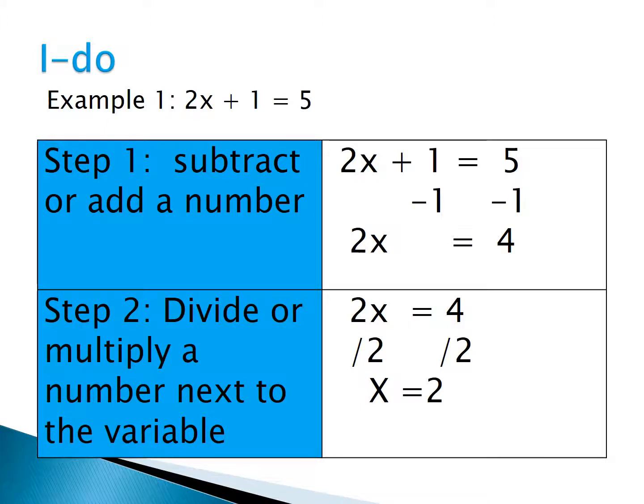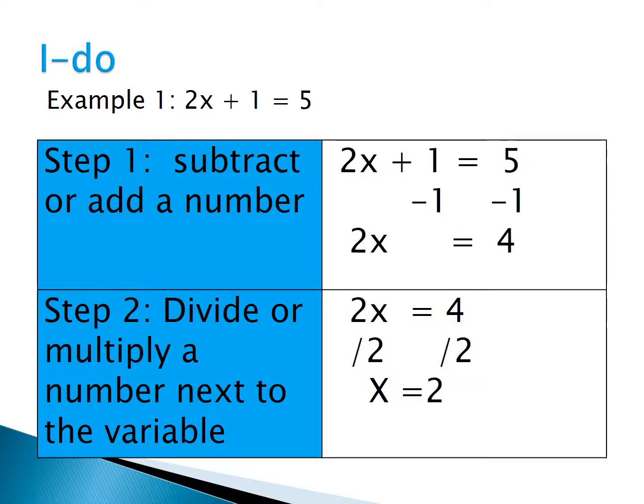So this is in table format, and this is step 1. Step 2 can work as your checklist. So step 1, subtract or add a number. So you subtract 1 on both sides. So 2x equals 4. Step 2, divide or multiply a number next to the variable. So divide both sides by 2, x equals 2. So for each part, there are 4 examples. The teacher will go over 4 examples.